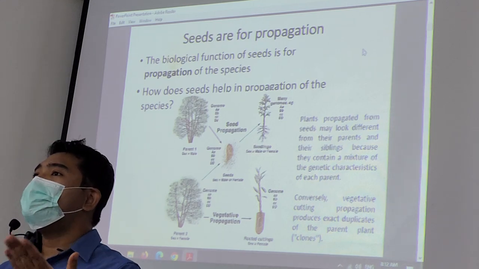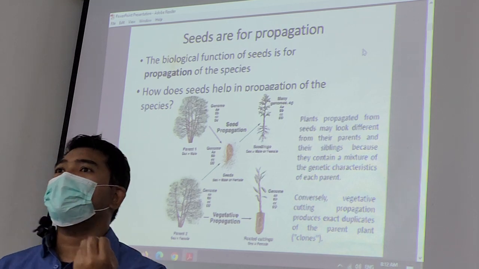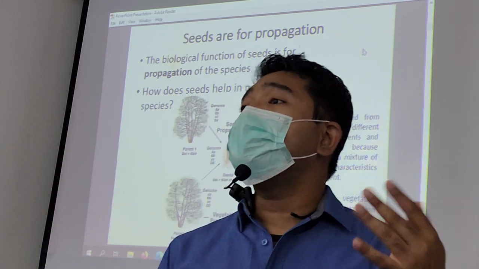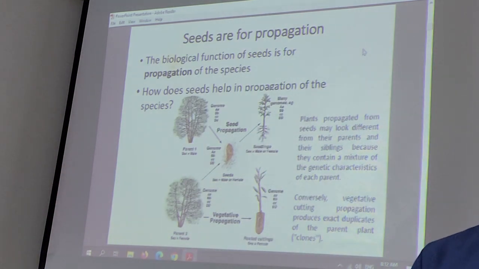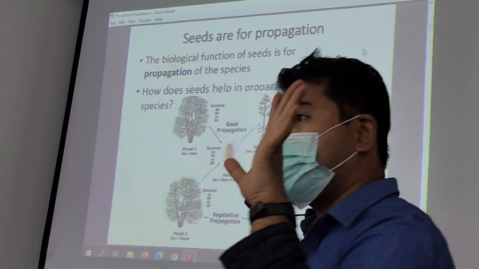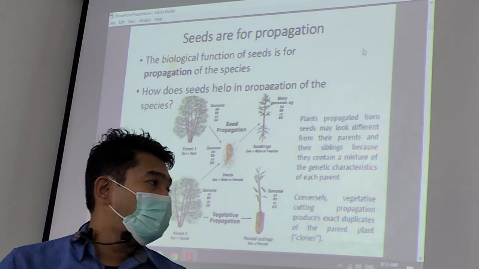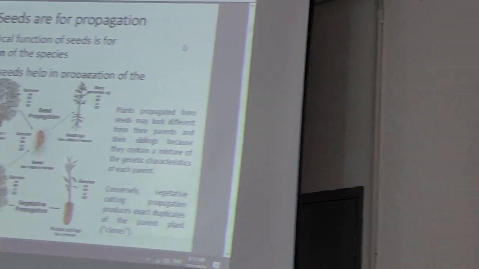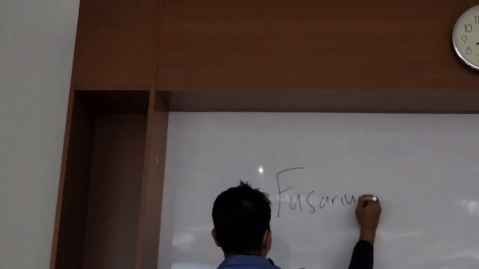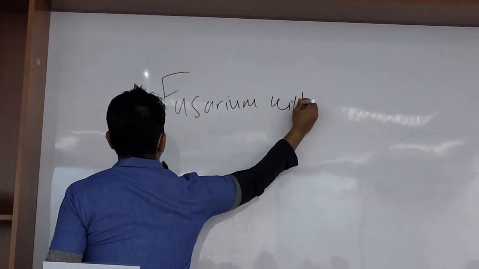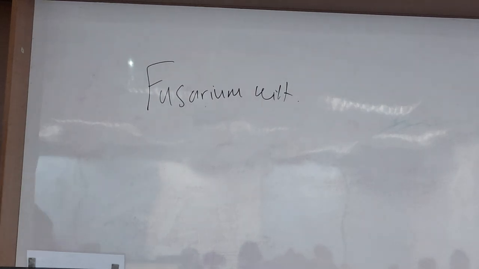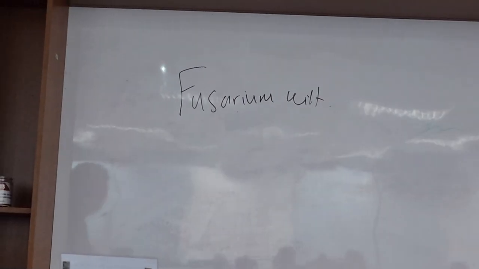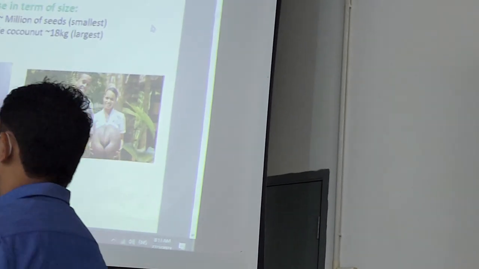Can you name one deadly disease associated with banana? What is it? It's called Fusarium wilt. Fusarium wilt. Okay, so that's why genetic diversity is very important, right?